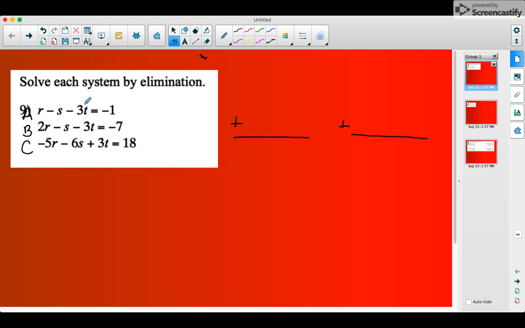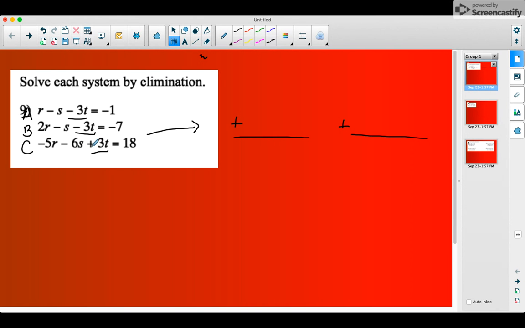You could really get rid of any of them right away because all three sets are fairly simple to work with. However, hopefully you notice that T is probably going to be the easiest because I have three coefficients that are all the same. Since they're all the same, that means that I don't have to do any multiplying in this first step of adding two equations together, so it just makes life a little bit easier.